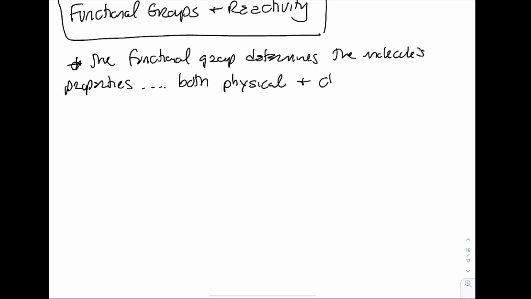And then in this section, we're going to look a little bit at our chemical properties, so reactivity, how it's going to affect whether or not it's going to react with another molecule or not. So the functional group determines the molecule's properties, both physical and chemical.